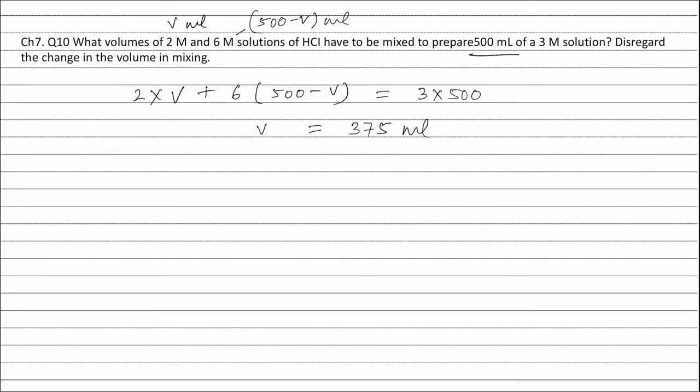Now this is the volume of the 2M solution of HCl. Therefore, volume of 6M solution of HCl is equal to 500 minus 375, and this is equal to 125 milliliters.